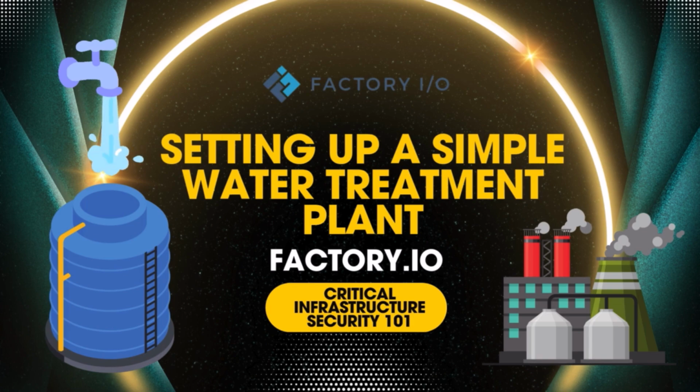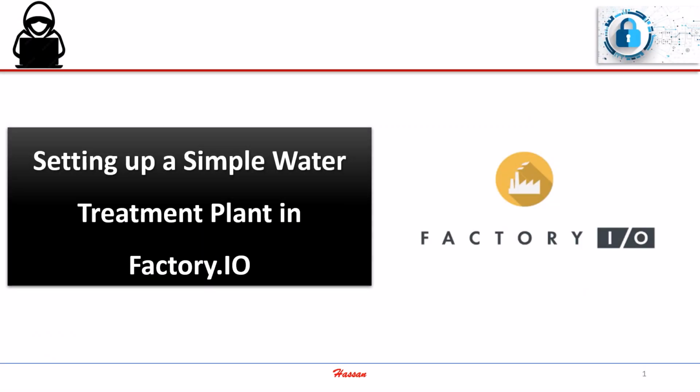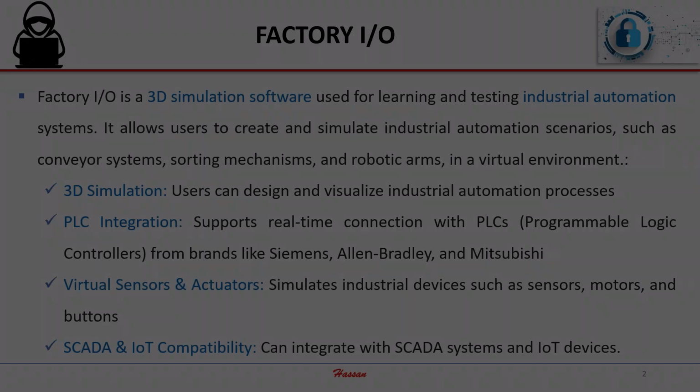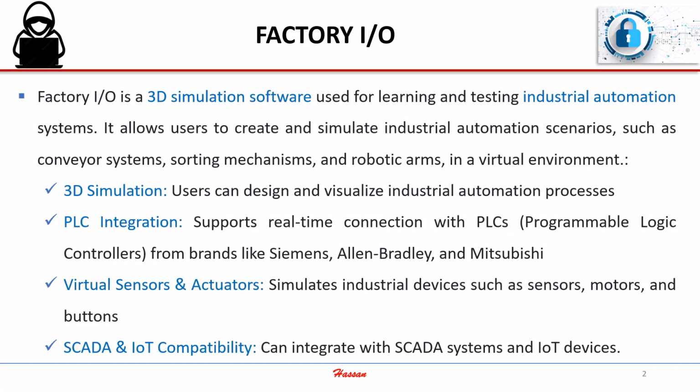In this video, we're going to see how to set up a simple water treatment plant using Factory I/O. Factory I/O is a 3D simulation software designed for learning and testing industrial automation systems. It allows us to create and simulate real-world automation scenarios, such as conveyor systems, sorting mechanisms, and robotic arms.